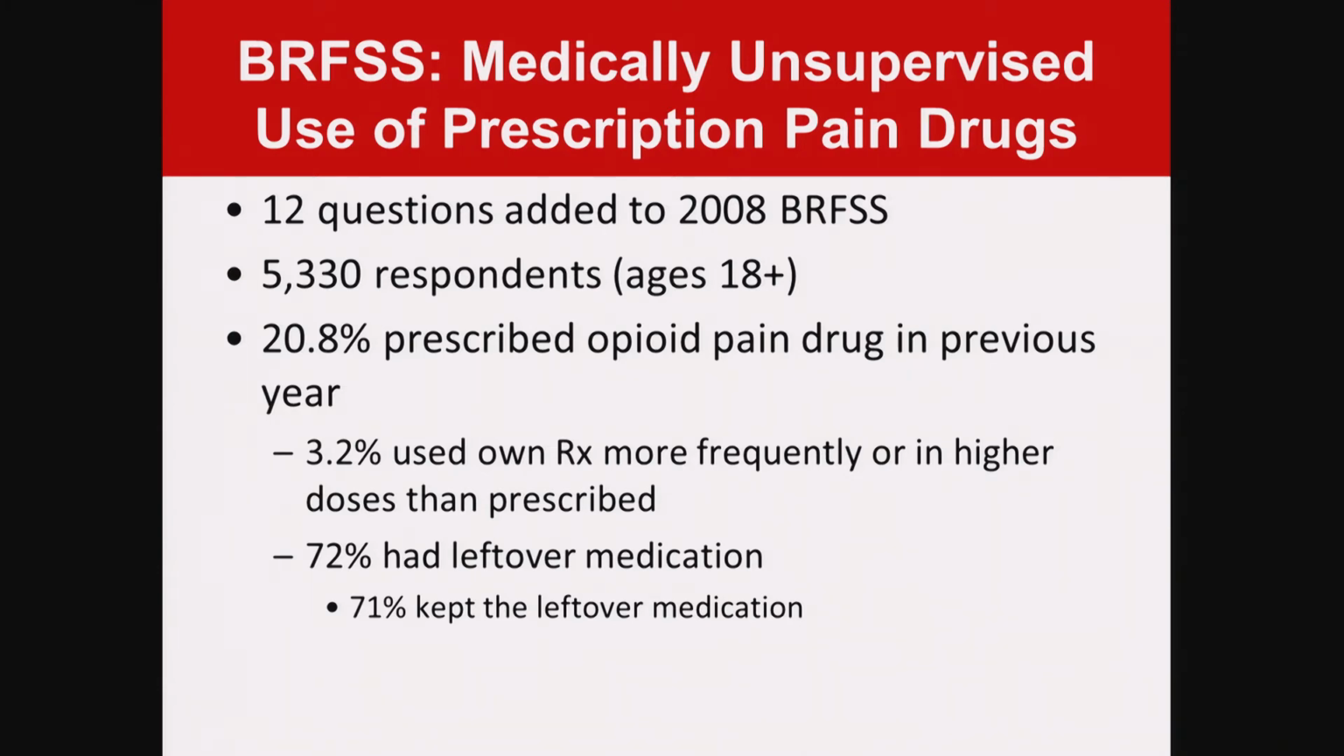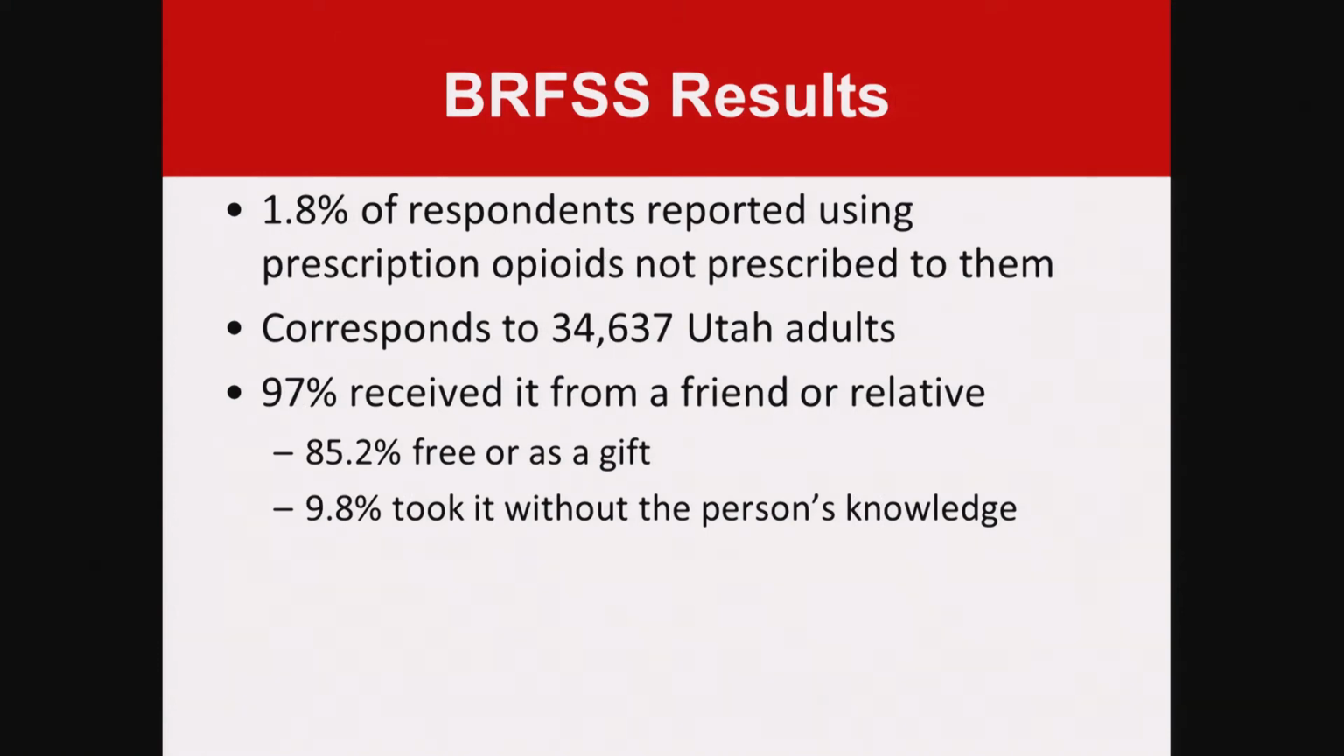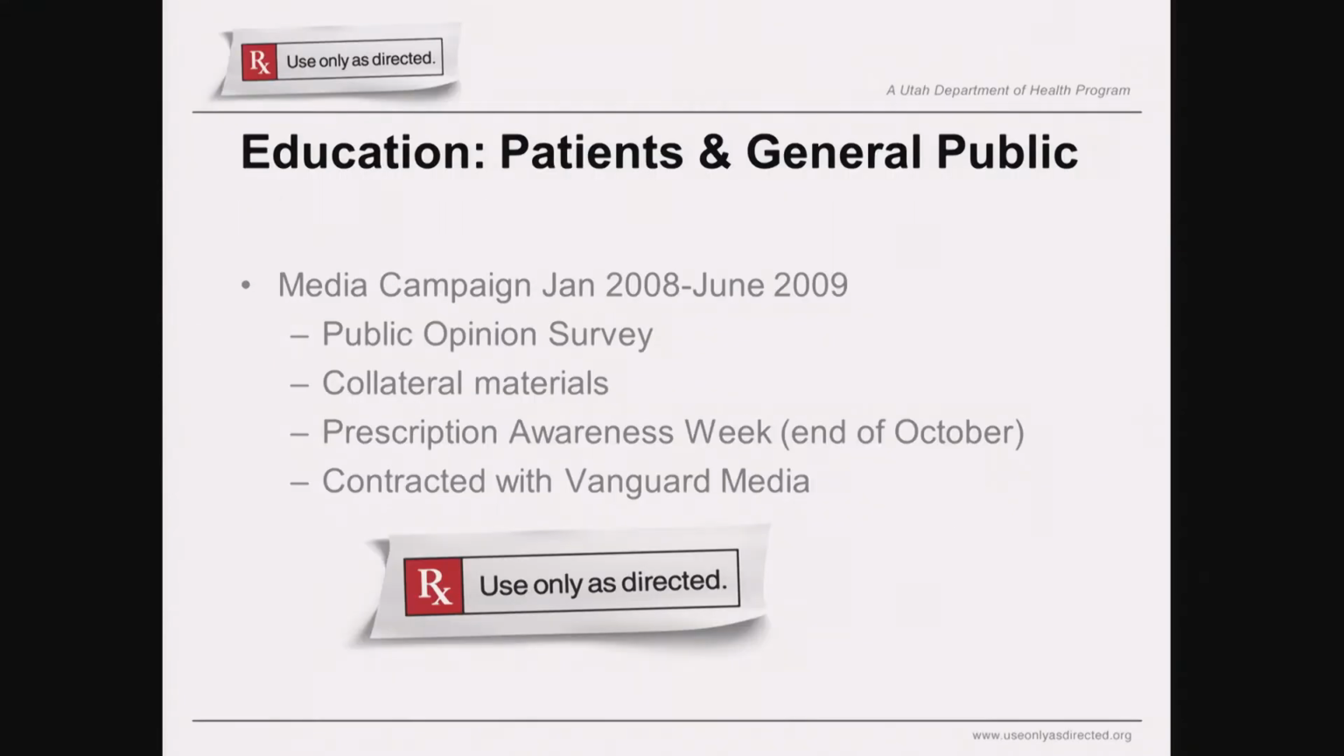In this telephone survey, 1.8% of respondents reported using prescription opioids not prescribed to them. Now, this seems like a small proportion, but it corresponds to 34,637 Utah adults for that year. Most of those people, 97%, received that medication from a friend or relative for free or as a gift. And so clearly, we had work to do to educate the public about not sharing leftover medication and to educate providers about prescribing medication in amounts less likely to result in leftovers.